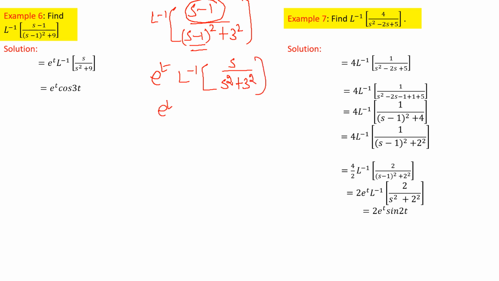Now this is going to be e power t. If I take L inverse for this, this will be cosine at. Here a equals 3, so I have cosine 3t.